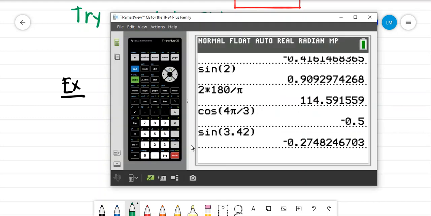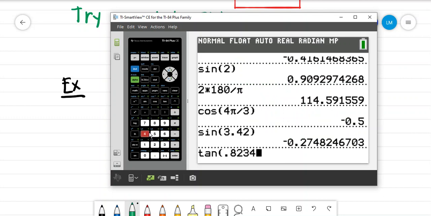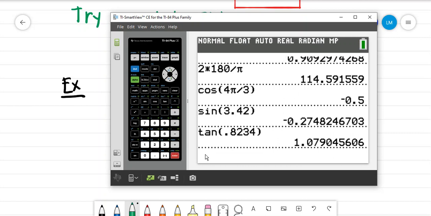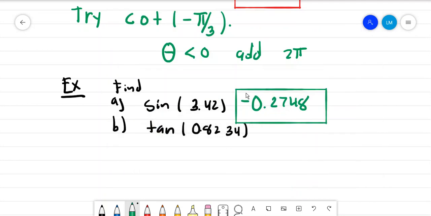But let's see, tangent 0.8234. And then we close it. And you get 1.0790. Okay, so for this one you get, that's not it. 1.0970.